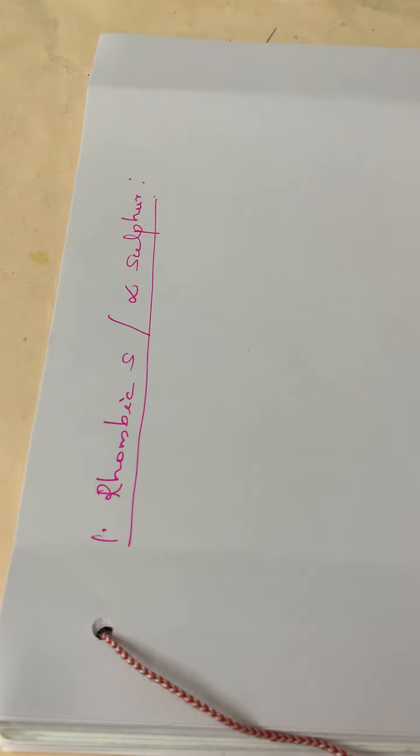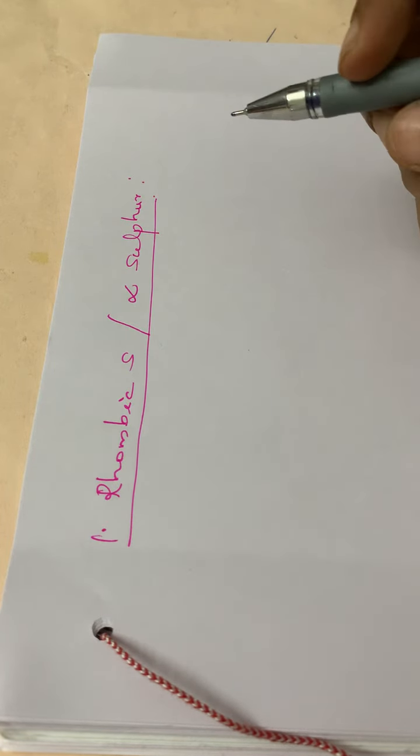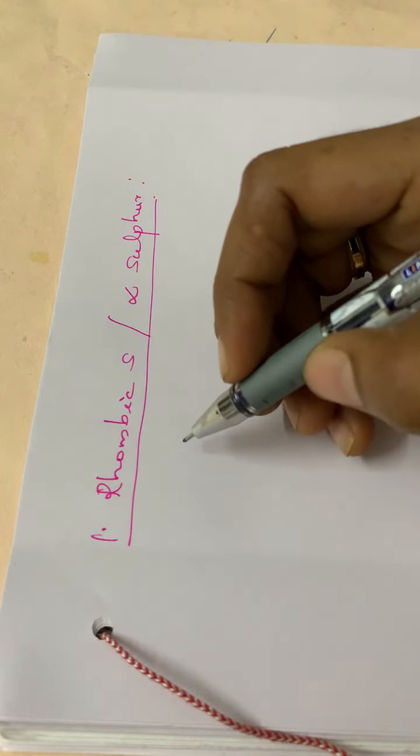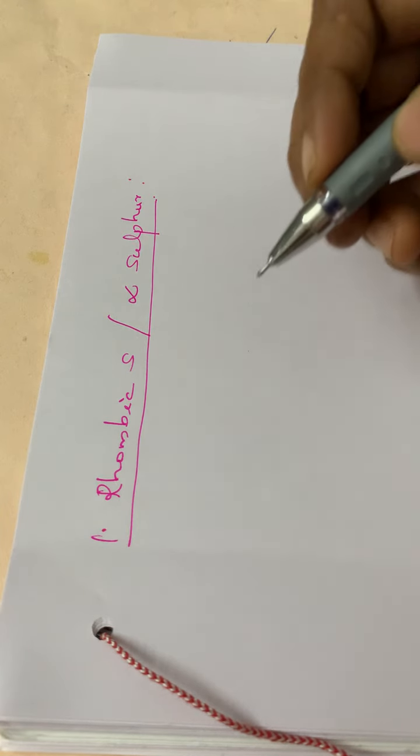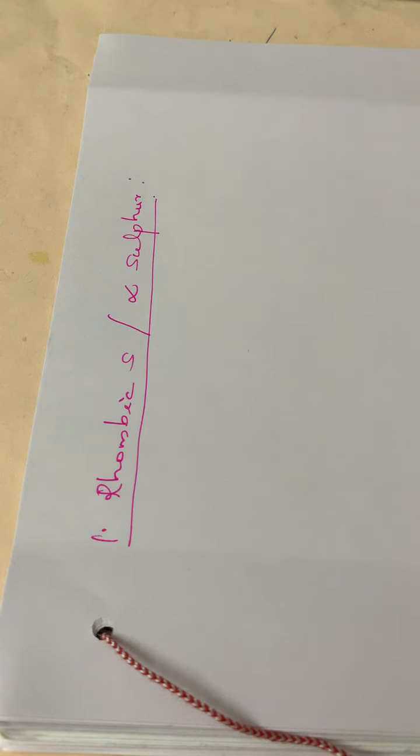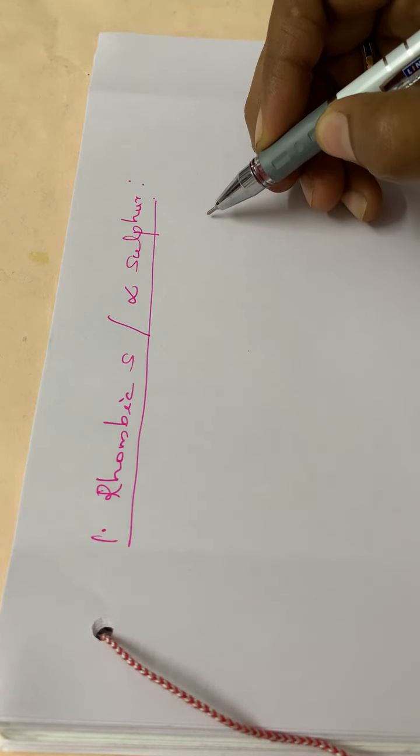Rhombic sulfur or alpha sulfur. Rhombic and monoclinic are the common forms of sulfur, and among these, rhombic sulfur is the most common one. Coming to the structure of rhombic sulfur, it will be like this. First of all, I will be drawing the structure.